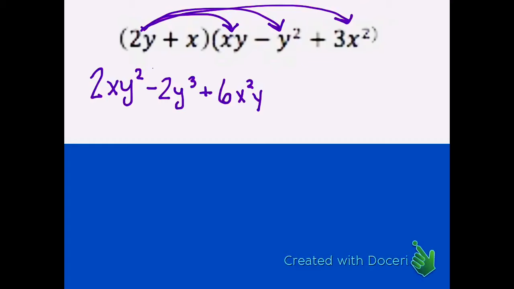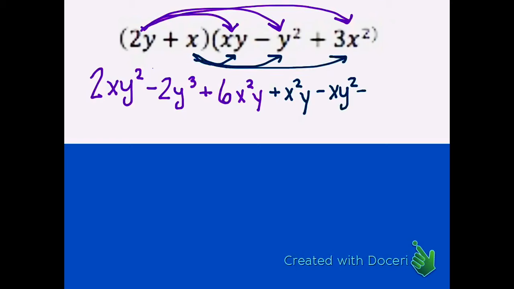And I'm going to look at multiplying my x term times everything. So x times xy is going to give me an x squared y. X times the negative y squared is going to give me a negative xy squared. And x times 3x squared gives me 3x to the third.